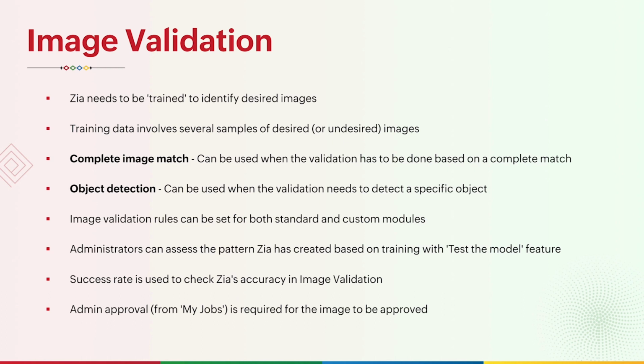Similarly, if an image is allowed to stay in the system, Zia understands this to be a successful validation. As this pattern repeats, Zia will maintain a success score which tells you how effective AI image validation has been for your CRM usage. Upon a poor success rate, the training data set must be revisited. Now let's take a look at a demo for Zia's image validation based on our business use case.